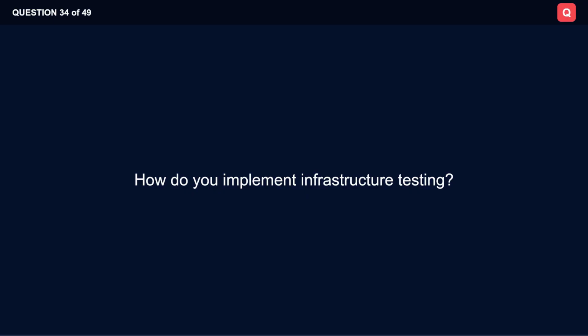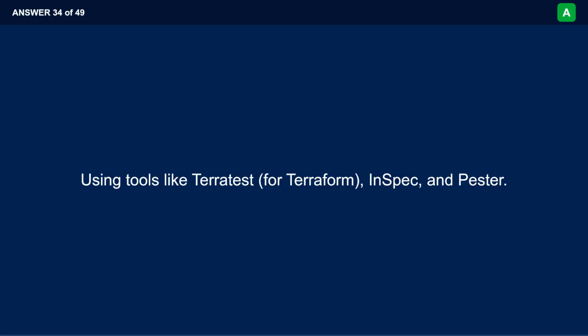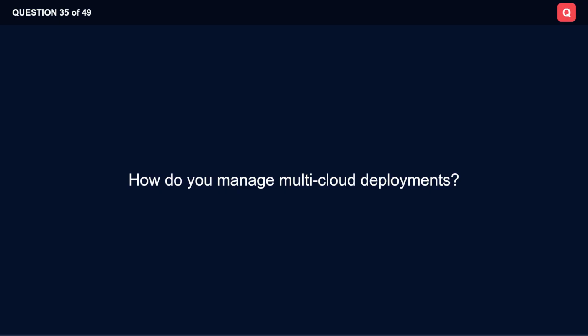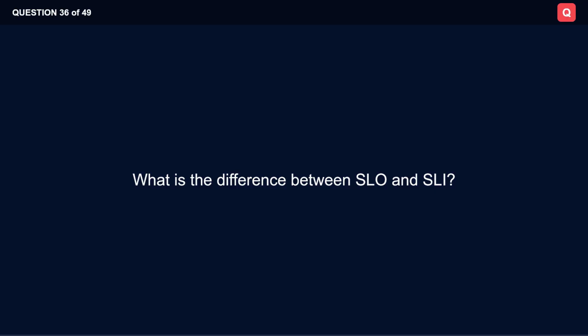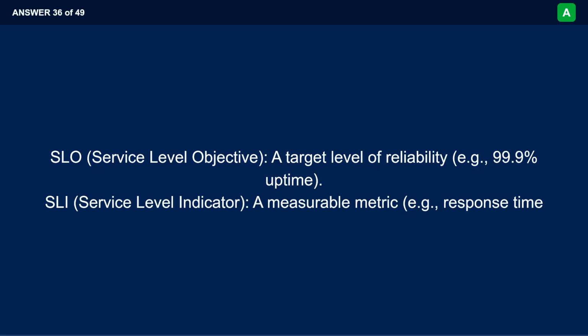How do you implement infrastructure testing? Using tools like Terratest for Terraform, InSpec, and Pester. How do you manage multi-cloud deployments? Using Terraform, Kubernetes, and cloud-agnostic tools like HashiCorp Vault and Istio. What is the difference between SLO and SLI? SLO, service level objective, a target level of reliability, e.g., 99.9% uptime. SLI, service level indicator, a measurable metric, e.g., response time.